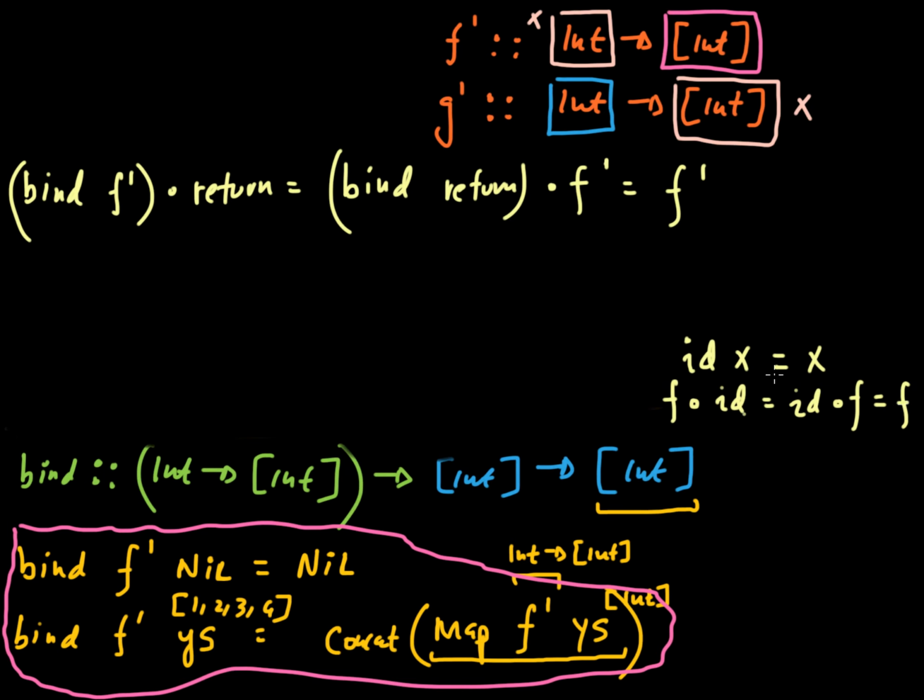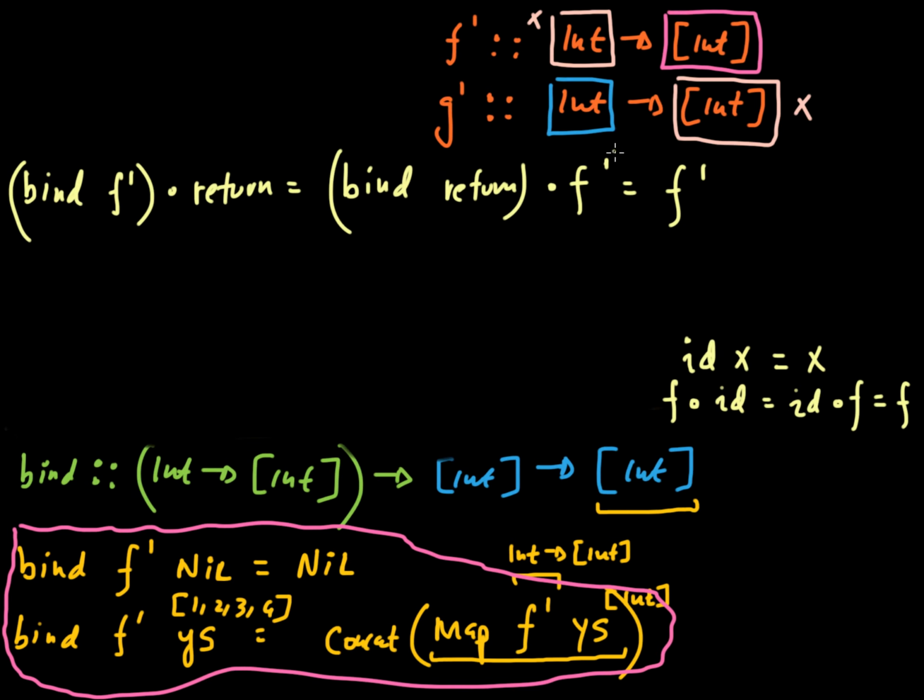So this property nicely holds, and all we're trying to do right now is look at the set of functions f prime and g prime that have the type signature that goes from int to a list of integers. Could we find an equivalent to the id method, such that bind of f prime function composition with return is equal to bind of return function composition with f prime, which is equal to f prime?